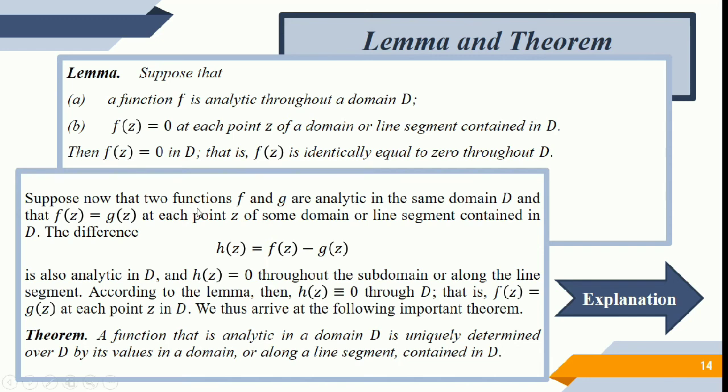So suppose now that two functions f and g are analytic in the same domain D, and that f(z) equals g(z) at each point z of some domain or line segment contained in D. The difference h(z) equals f(z) minus g(z) is also analytic in D, and h(z) equals 0 throughout the subdomain or along the line segment. According to the lemma, then h(z) equals 0 throughout D. That is, f(z) equals g(z) at each point z in D.